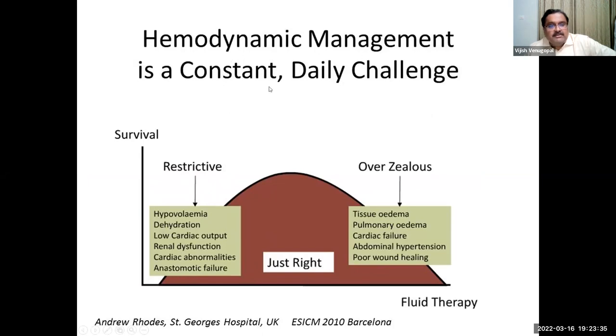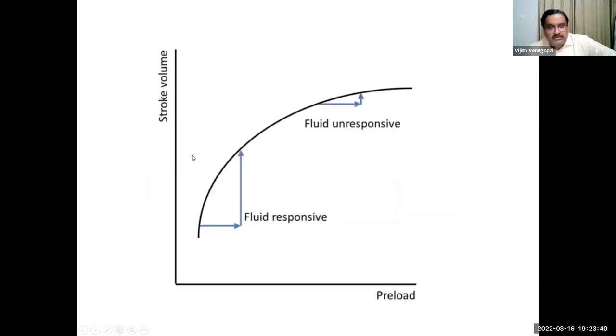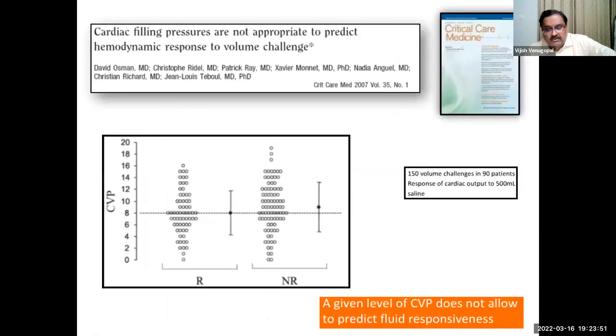So hemodynamic management is a constant daily challenge. You should give just the right amount of fluid. How do you decide that? You should know in which part of this Frank-Starling curve you are located. If you're in the steep part, you're fluid responsive. In the other part, the flat part, you're fluid unresponsive.